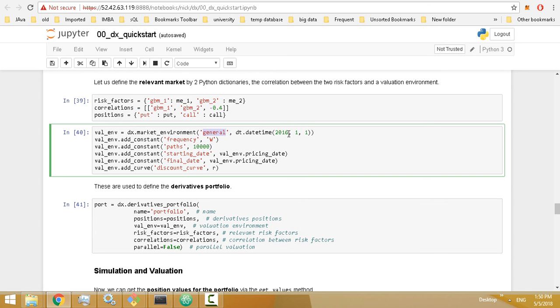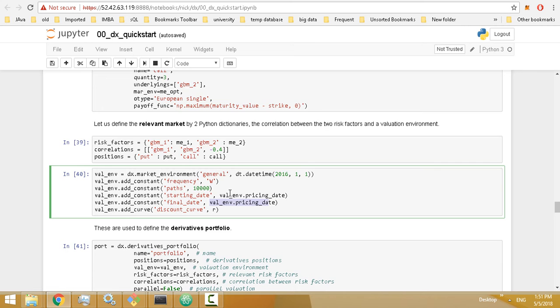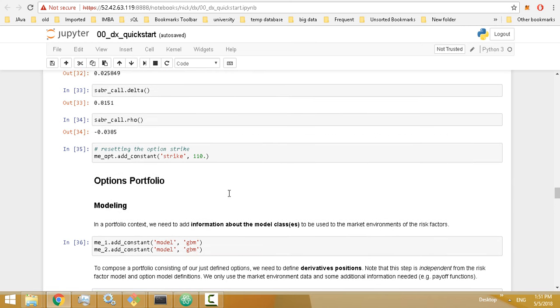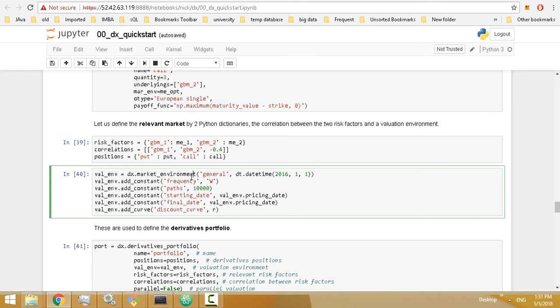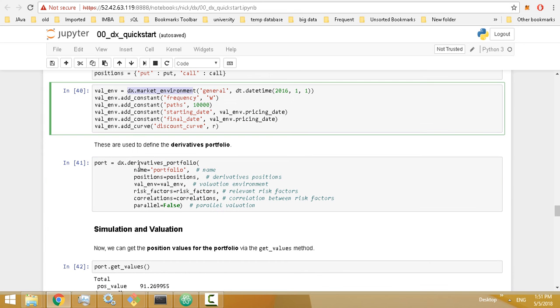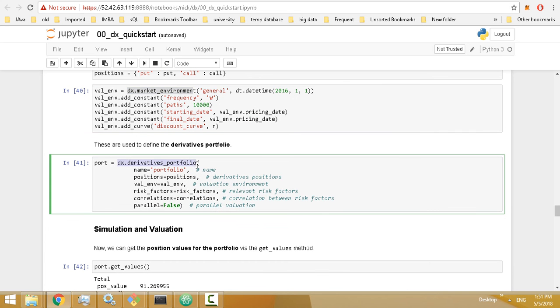of that environment, because everything is time series, so we have to keep that in mind, that everything is for a point in time. Then we have the frequency, the path, the start date, VL underscore pricing date, and the discount rate curve. Now these are used to define the derivative portfolio. So this was the market environment, dx.market environment, and this is the derivative portfolio, dx.derivative portfolio.